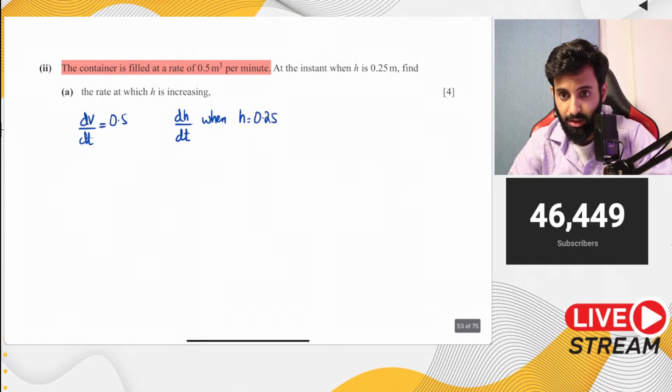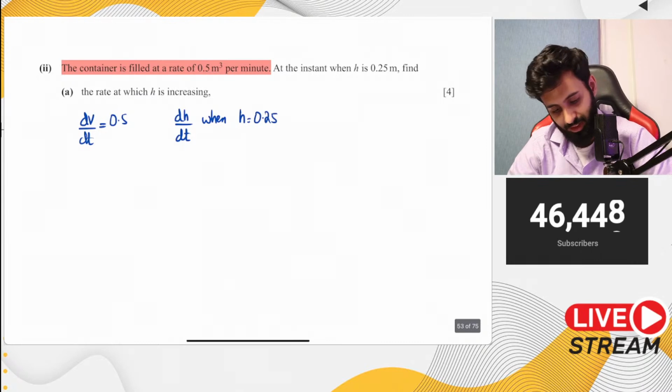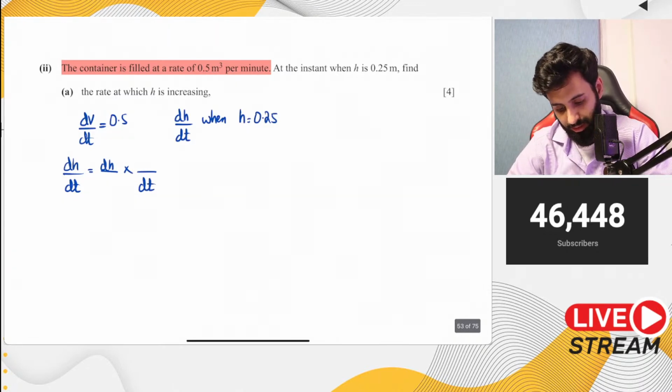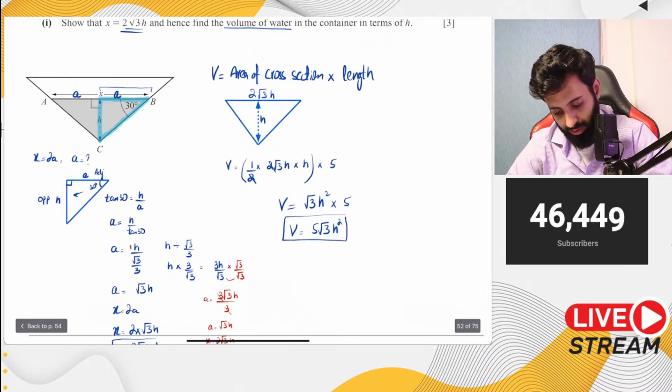It was not difficult, I was making it difficult. Okay, so for dh upon dt, let's make the chain rule. The chain rule is going to be dh in the numerator, dt in the denominator, and here we'll have something common, and obviously it has to be relevant to the question. So what's common and also relevant in the question?